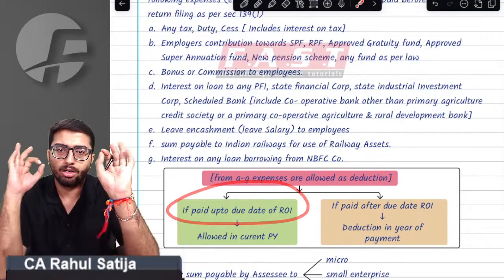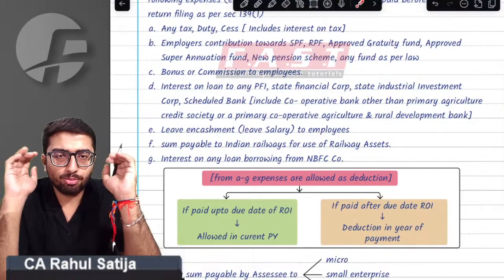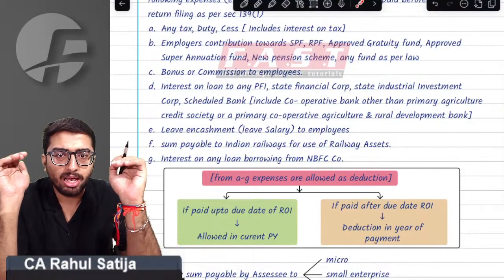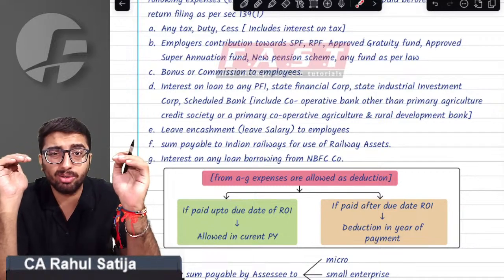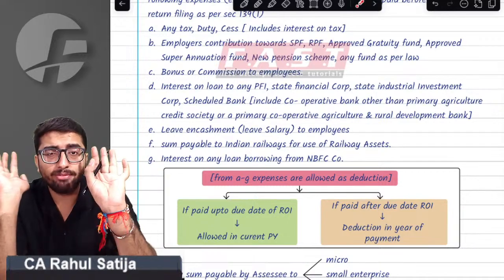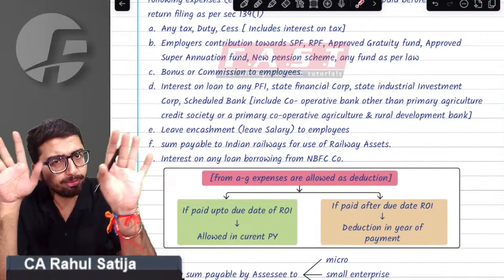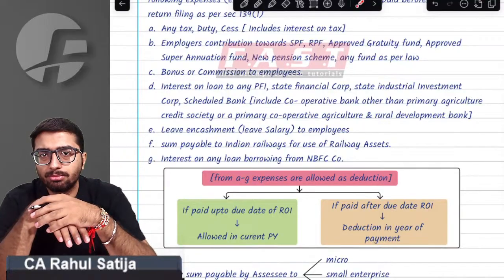So remember, if an expense pertains to previous year 24-25, and even if it is paid in the next year, but up to the due date of ROI, then in that case it shall be deemed to have been paid in previous year 24-25, and it shall be allowed in previous year 24-25.